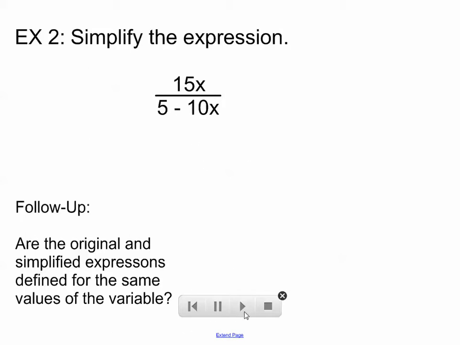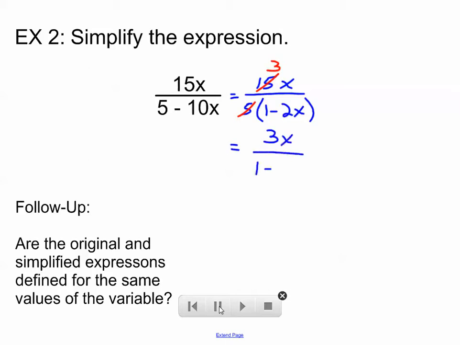On the bottom, 5 minus 10x, I can factor that, so let's do that. Let's take a 5 out of that expression, 5 being the greatest common factor of 5 and negative 10x. Reverse distributive property, we referred to that in Chapter 10. Is there any simplifying that can be done here? Yes, there is. 5 goes into 15 3 times. So our simplified expression would be 3x over 1 minus 2x. So there we have it. We've simplified the expression. These two things are equivalent.